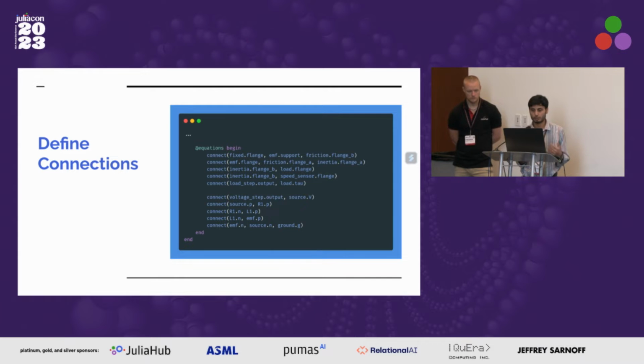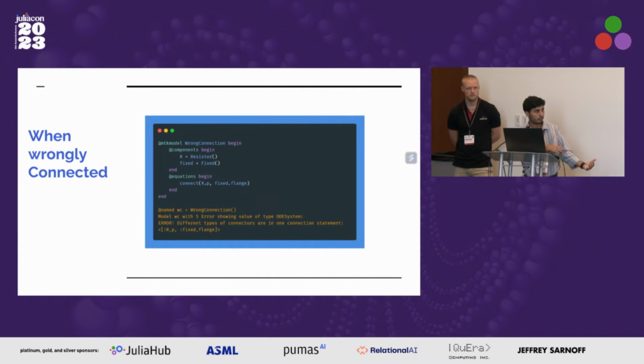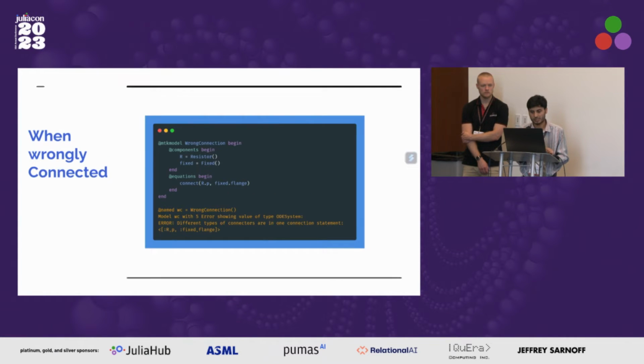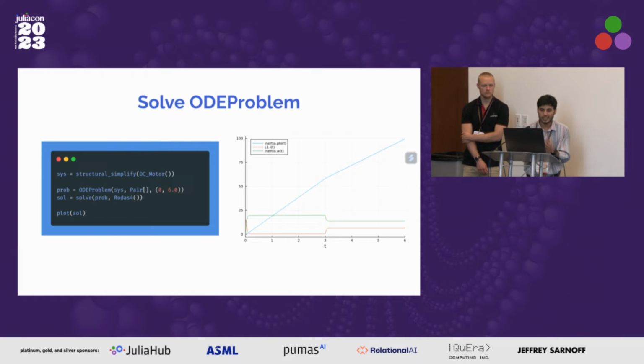In case you miss and connect an electrical pin, which has a different set of variables, to a flange, then it just gives you an error saying that, okay, these cannot be connected. So you don't have to worry, and all these connectors have information on which components can be connected. You can see that everything here is in the same block, electrical and rotational part in the same block, while not causing any problem. And then you just create a system out of it, and you structurally simplify, create an ODE problem, solve it, and plot the value. It all works.